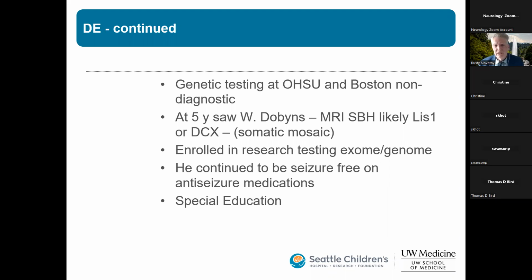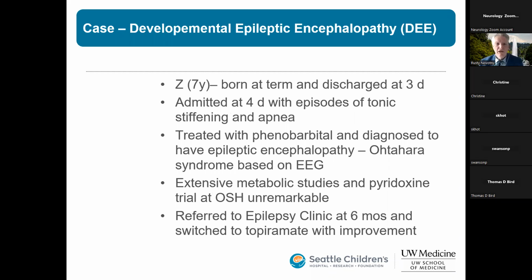So he would be a good example of a developmental encephalopathy that really his epilepsy is not much of a problem. It's well controlled, and he's continued to make progress. The next is a good example of a developmental epileptic encephalopathy. So this is a boy who's now 7.